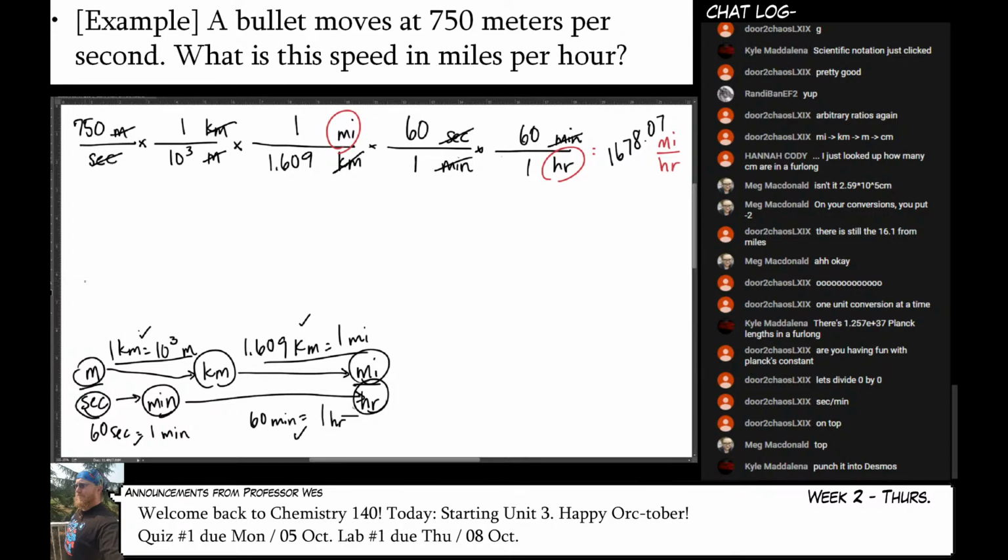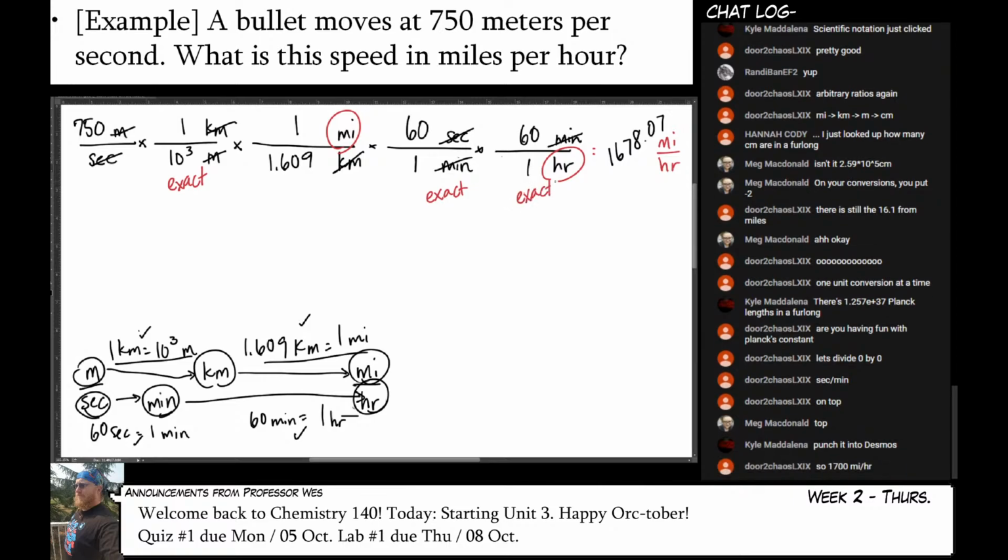And of course, the last thing we got to do is sig figs. So that's metric to metric. These are counted. This is 4. And this is 2. So our answer should have 2 sig figs. So we'd round this to 1,700 miles per hour. There you go.